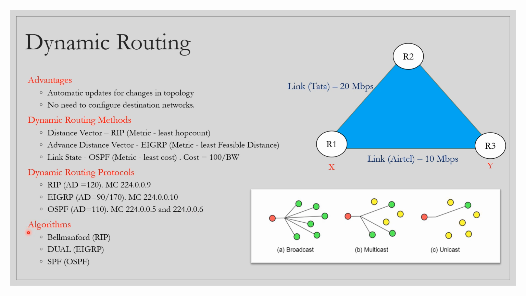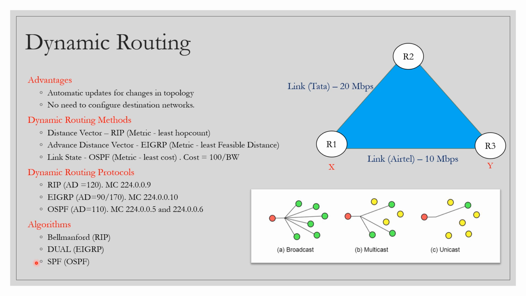And finally, routing is also based on algorithms. Algorithms are like the mathematics in the background, the coding, that makes sure that if this is the algorithm, then based on this the routing protocol will calculate the metric. Now the algorithm for RIP is based on Bellman-Ford. The algorithm for EIGRP is DUAL. And the algorithm for OSPF is SPF, shortest path first.